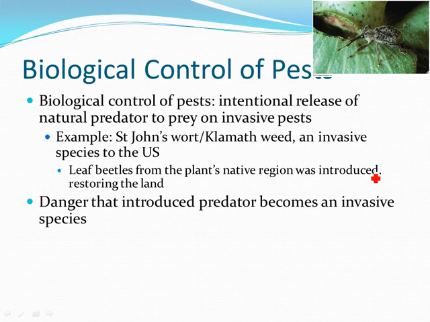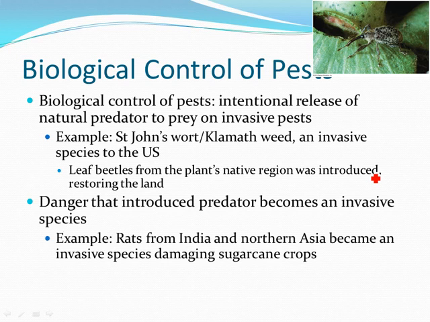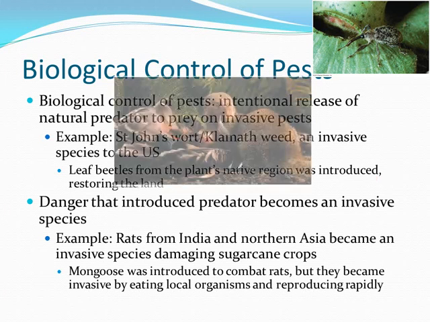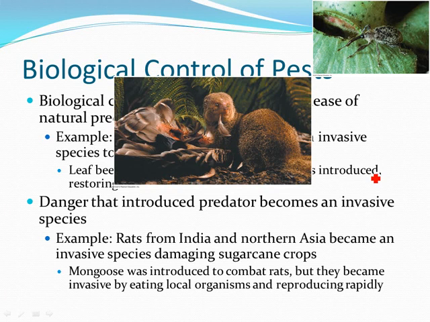However, there's also a danger in introducing these predators, and I mentioned this to a couple of people during the field trip. Some of these introduced predators become an invasive species too. An example: originally there were rats from India and Asia that became an invasive species within the U.S., damaging a lot of the sugarcane crops. So we introduced mongooses to help eat the rats. Unfortunately, mongooses are not very picky eaters, so they don't only eat the rats, they eat the local organisms as well. So not only are you killing the rats, but you're killing a lot of local species as well. They become very invasive themselves. In this picture, what it's eating is actually an endangered species, a bird.